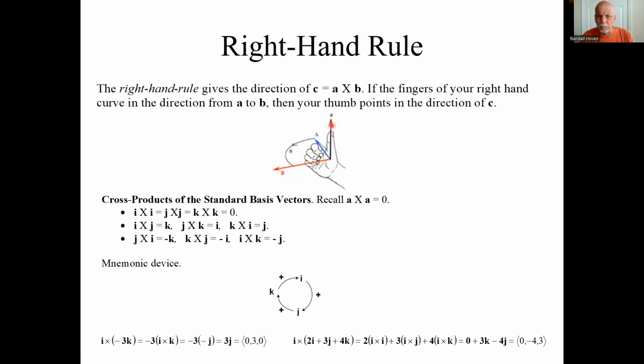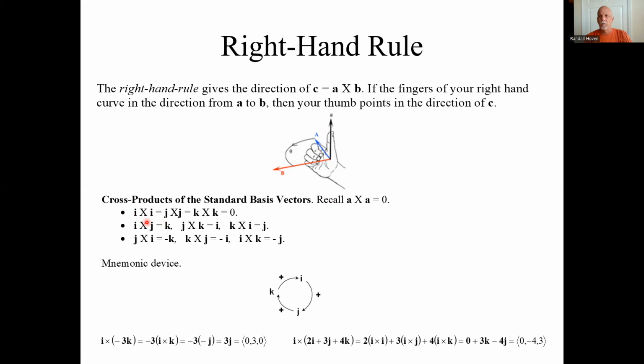This is A cross B up here. If I did B cross A, flip that whole thing upside down. B cross A would be like this, and the cross product would be the negative of this guy down here. You can go through this part yourself for the standard vectors.